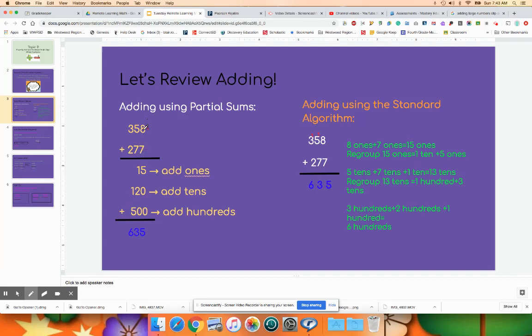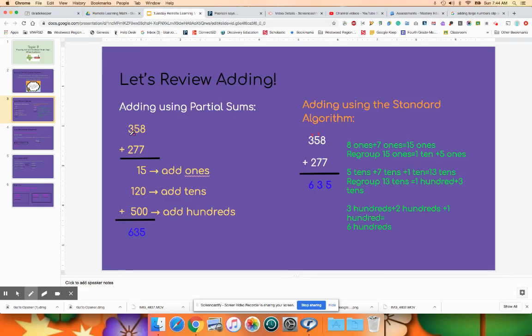So I'm going to add those. 8 plus 7 gives me 15. Okay? Then I'm going to think about the value of the 5 and the 7 in the tens place. This 5 represents 50, and this 7 represents 70. So 50 plus 70 gives you 120. So you're adding by place value.